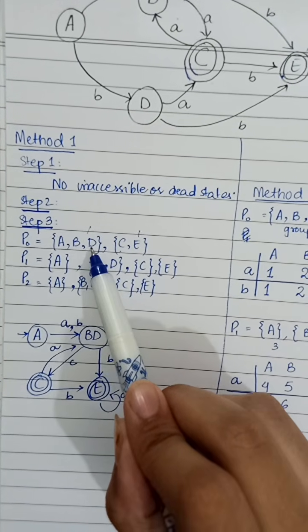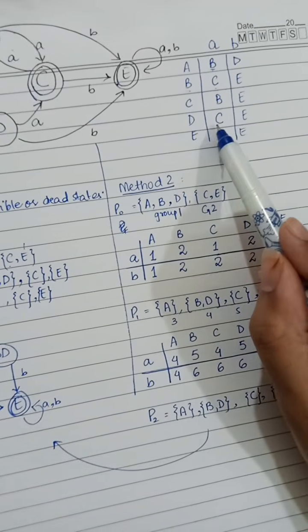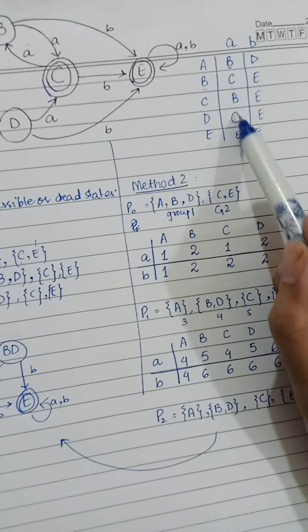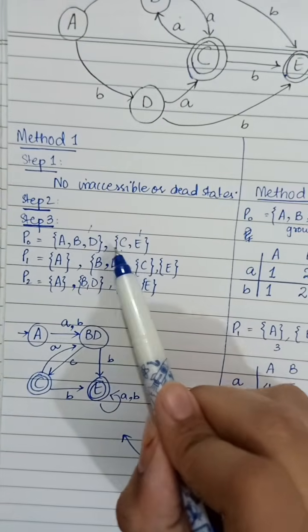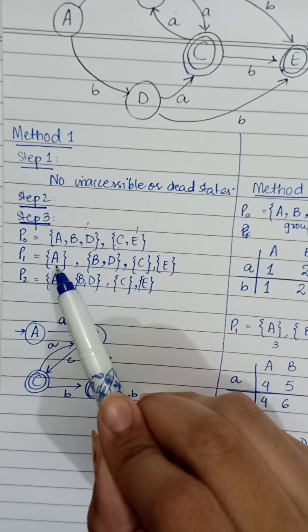Then we check whether D is in the same group as A. We check the input of D. On a, it is C, B and C. Are these in the same groups, B and C? No, right? So we put A separately.